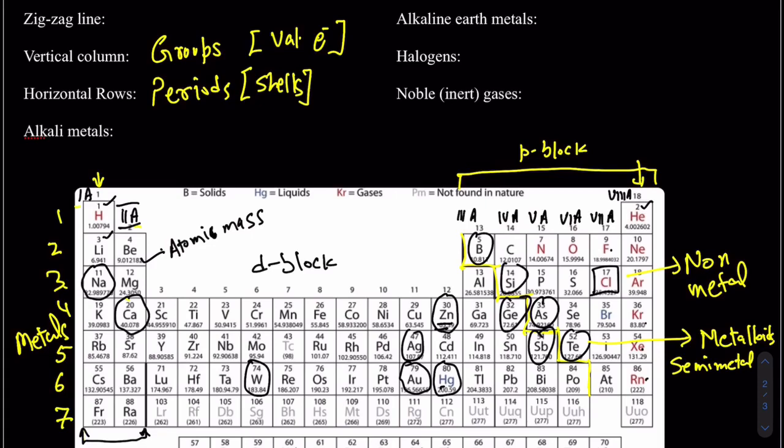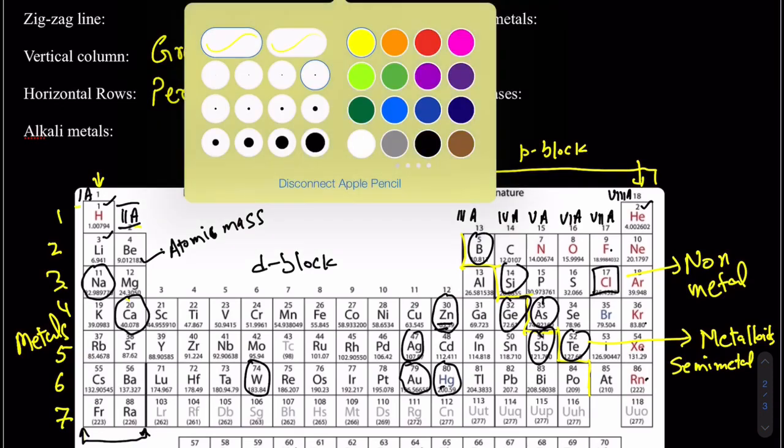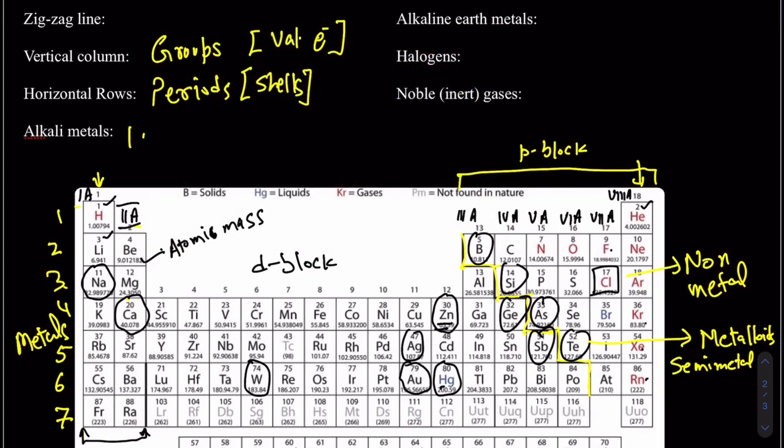Now, a lot of these groups have some common names. For example, this first group, group 1A, is called alkali metals. All right, so group 1A, or I can just say 1, is called alkali metals.